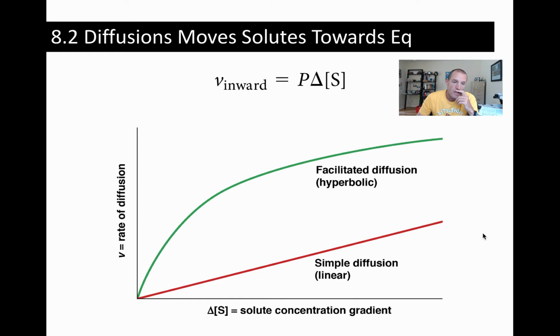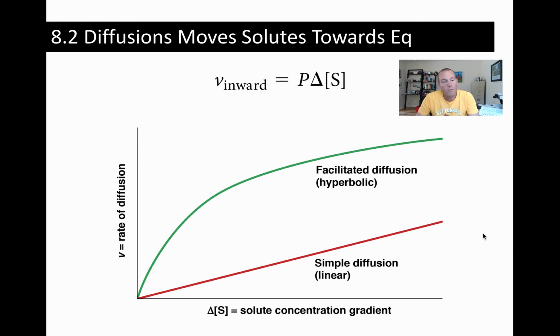And so the movement inward is equal to this constant P, which is the permeability coefficient, and that's a variable which depends on the thickness and the viscosity of the membrane. Obviously those are affected by membrane lipid composition that we talked about last time, multiplied by the difference in the substrate concentration inside and outside, and that's just the gradient. And so you can see that this rate increases as a function of the size of the gradient. The bigger the gradient, the faster the rate of diffusion.